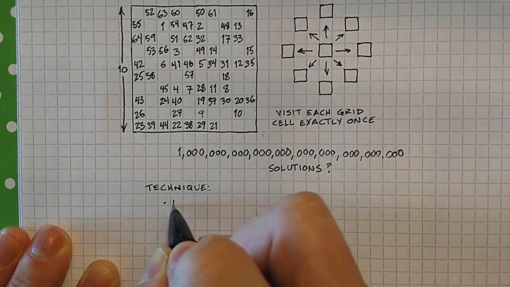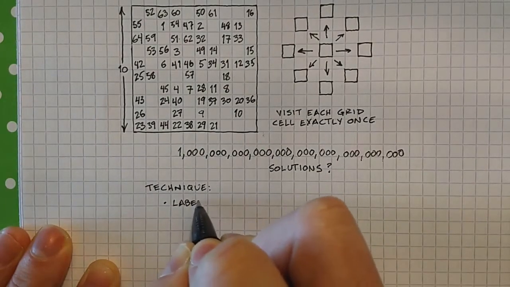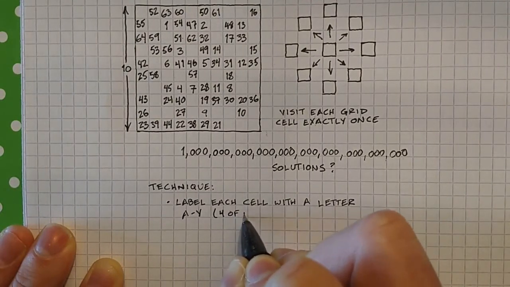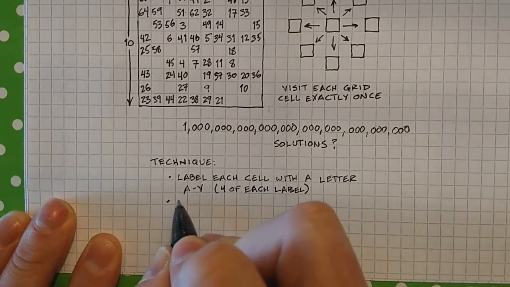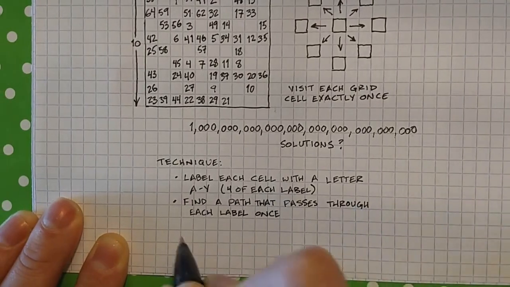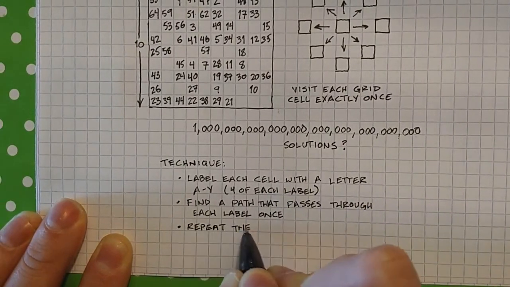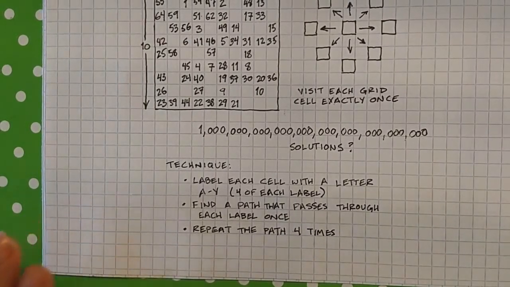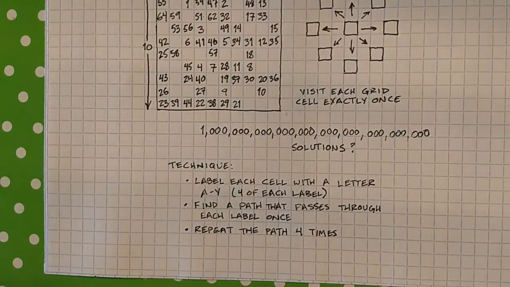Here's how I'll do it. First, label each square in the grid with one of the 25 letters A through Y so that each label appears in 4 different squares. Next, find a path that passes through a square with each of the 25 labels exactly once. Then, just repeat that path 3 more times for a total of 4. Each letter will be visited 4 times, which means every square will be visited once.